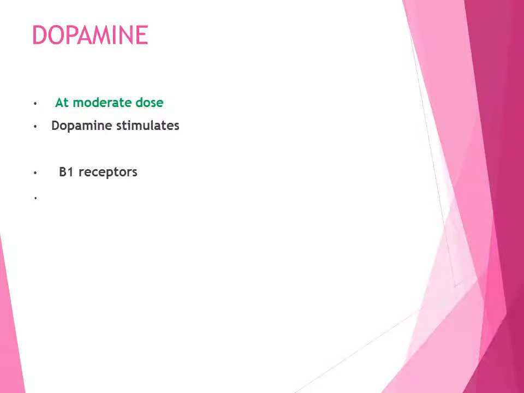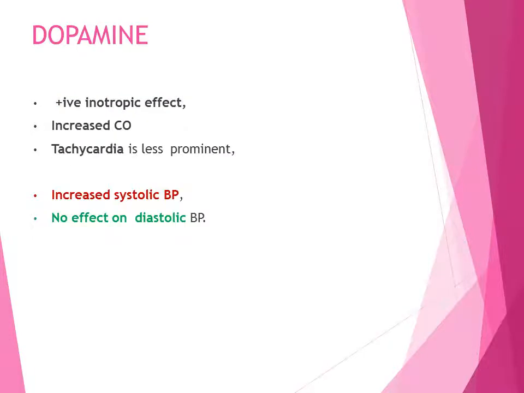At moderate doses, dopamine stimulates beta 1 receptors. Dopamine causes a positive inotropic effect. It increases cardiac output. Tachycardia is less prominent. It causes increased systolic blood pressure, but there is no effect on the diastolic blood pressure.